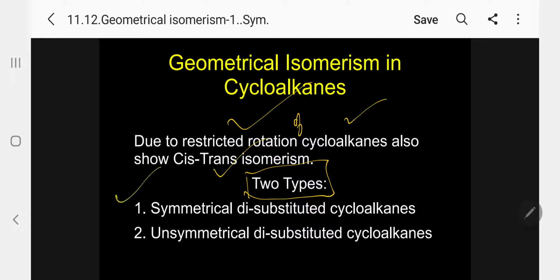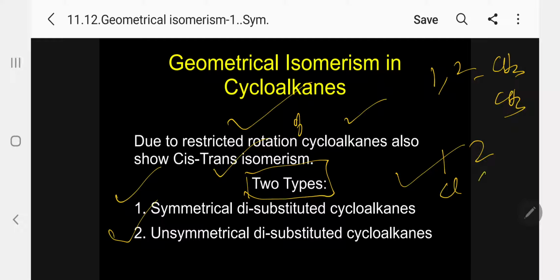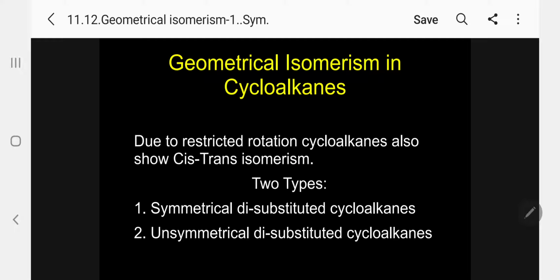One is symmetrical disubstituted cycloalkane. Symmetrical means the same; for example, positions 1 and 2 are both methyl groups, so 1,2-dimethylcyclohexane. That is symmetrical disubstituted. Another is unsymmetrical disubstituted, say 1,2, where 1 may be chlorine and 2 may be methyl. So this is unsymmetrical disubstituted cyclohexane. Please follow. Let me discuss one by one.